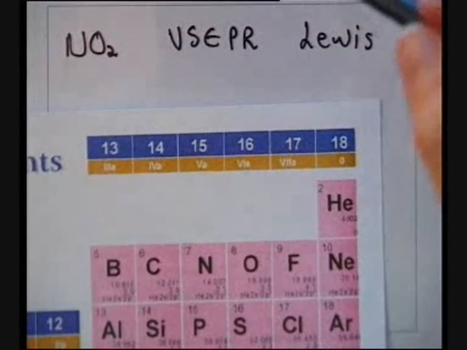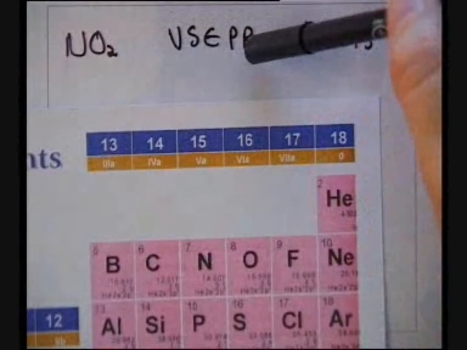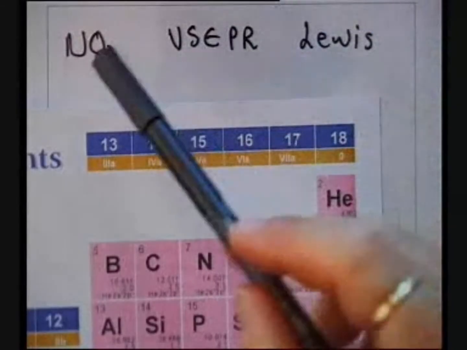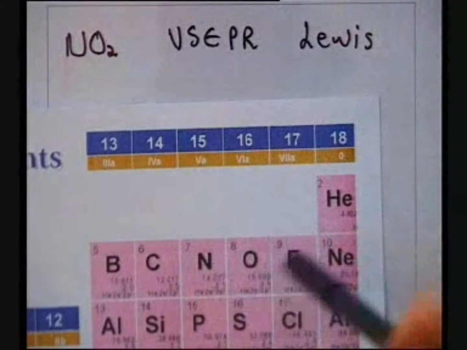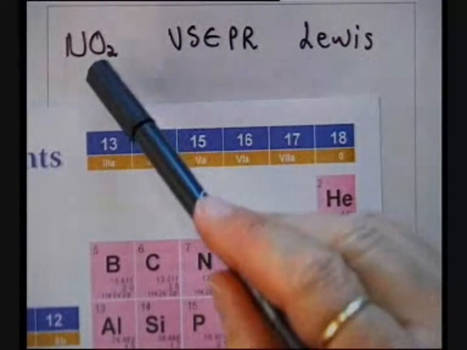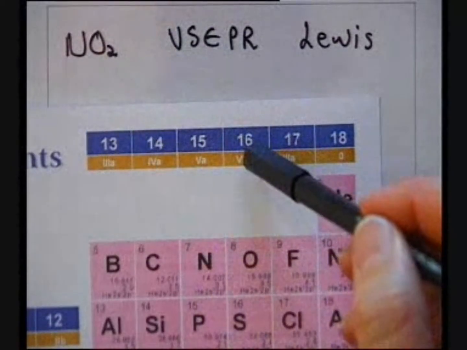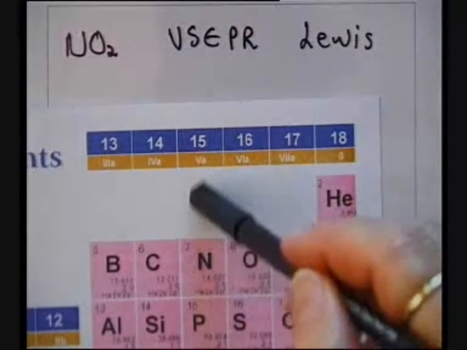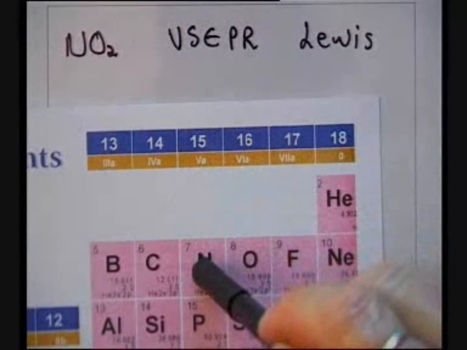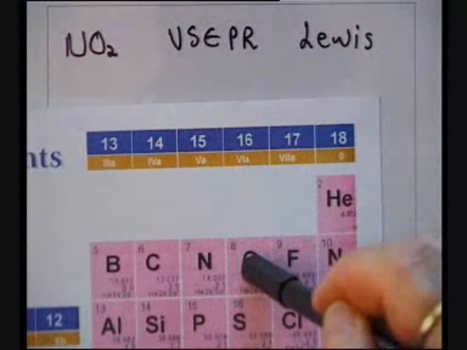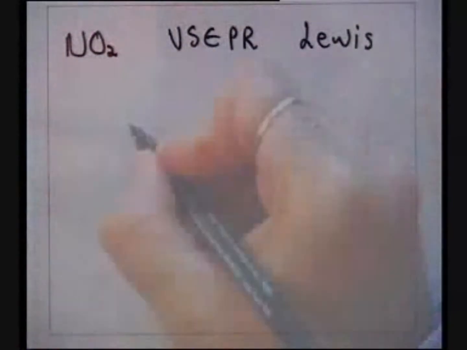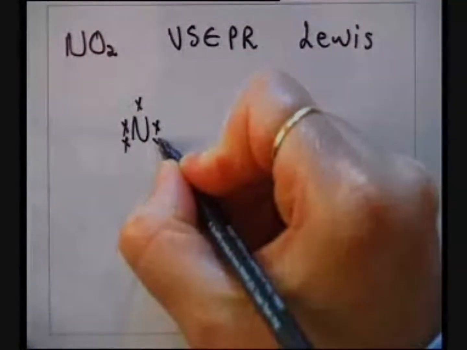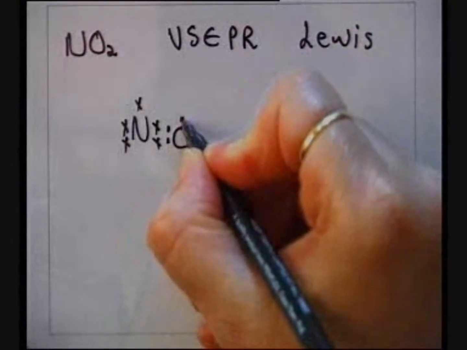The prediction of the molecular geometry of nitrogen dioxide using the VSEPR theory, valence shell electron pair repulsion theory, and we draw the Lewis structure first. Nitrogen, the central atom, is found in the 5th group and 2nd period of the periodic table. Oxygen, the terminal atom, is found in the 6th group and 2nd period of the periodic table. Nitrogen will have 5 valence electrons for bond formation. Oxygen will have 6 valence electrons for covalent bond formation. Nitrogen having 5 electrons, oxygen having 6.